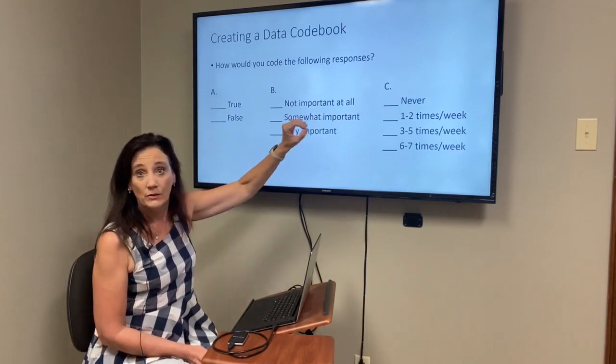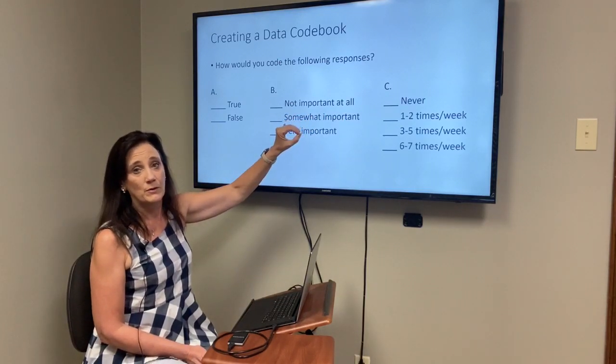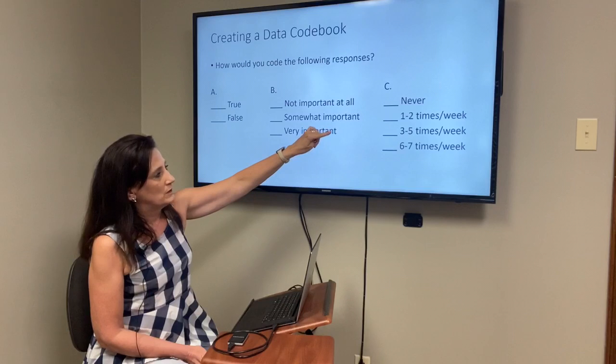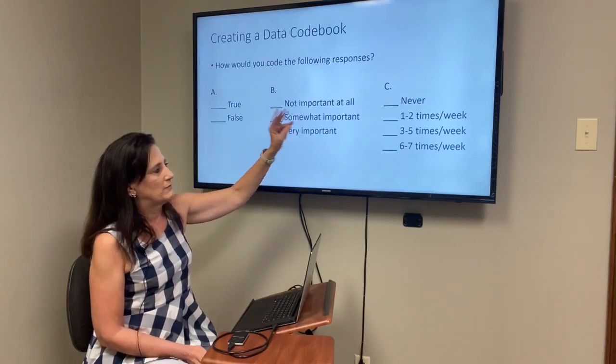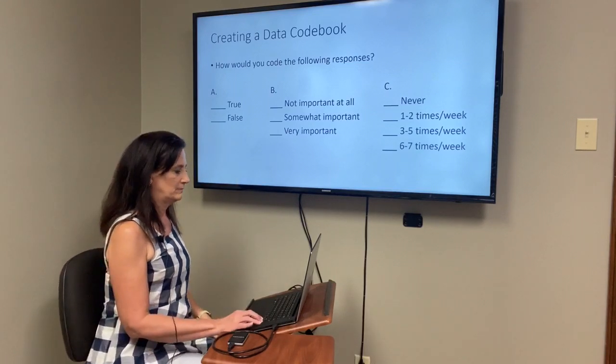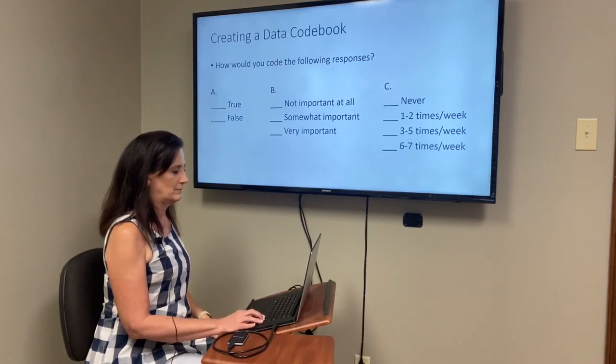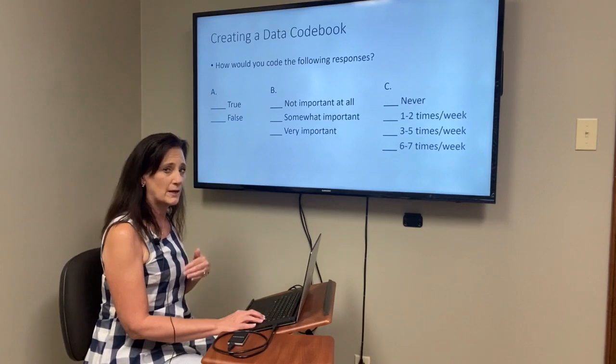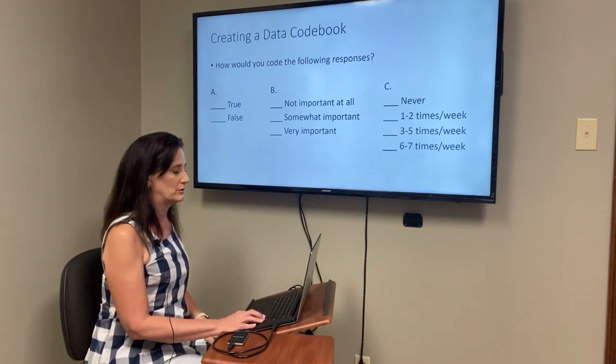Never is 0. Remember, a lack of is going to always be 0. 1 to 2 times is 1. 3 to 5 times is 2. And 6 to 7 times is 3. And if you have questions, look back at that generic code book that's in Moodle and use that to help you.